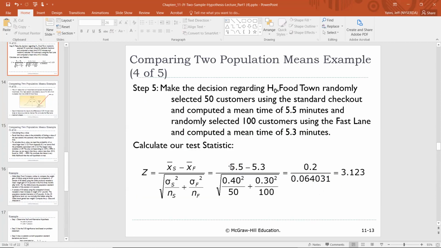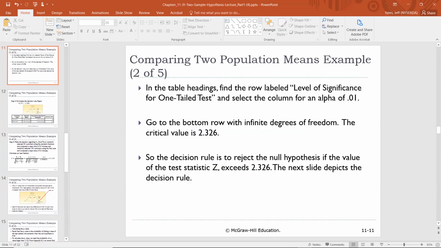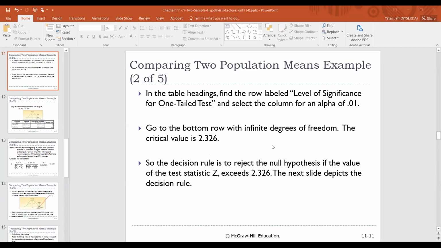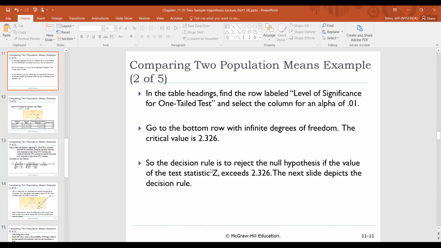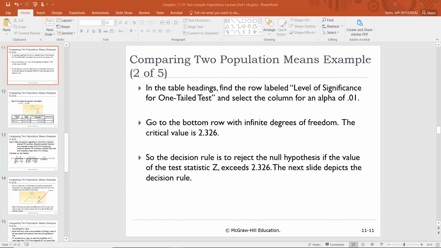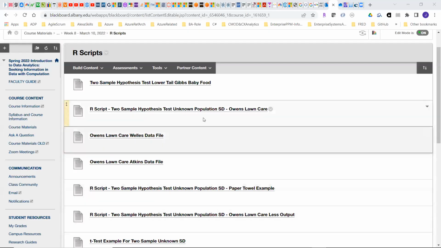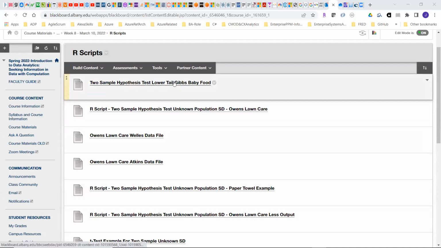Let's go take a look at Food Town. Did I do Food Town? Let's take a look. Let's go look at the R scripts. And if I didn't do Food Town, we'll look at Gibbs because I know I did Gibbs. Yes, we did Gibbs. All right. So let me download Gibbs. Let's go back to the screen share here. We've got the two sample hypothesis test with the Gibbs baby food. Let's download that one.